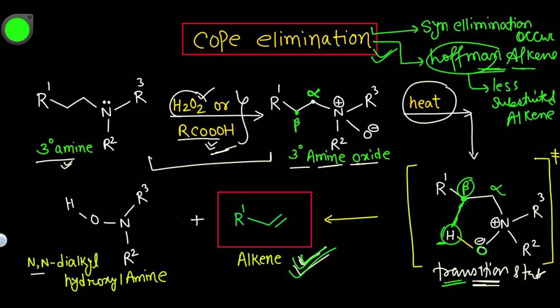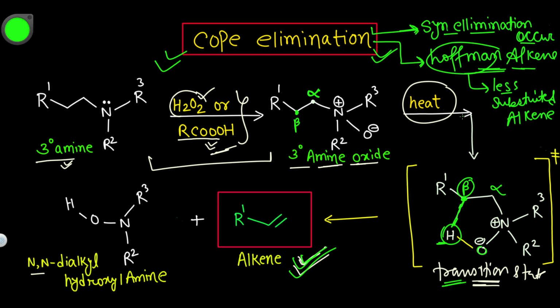There are two very important features of this Cope elimination. First, in this reaction syn elimination takes place. The second feature is that in this reaction generally you will get a Hofmann alkene as a product, which means a less substituted alkene. Okay, there is a case also in which you get a more substituted alkene product. I will tell you the case.